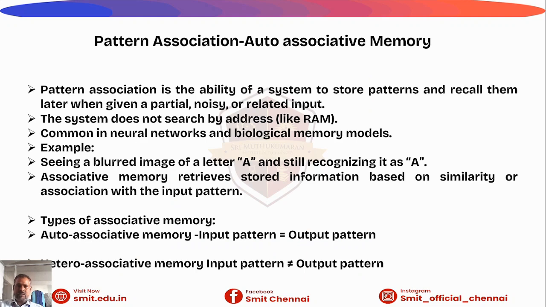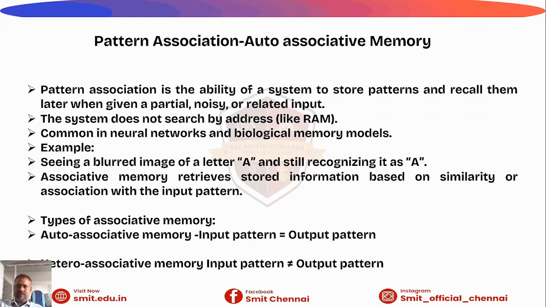Pattern association is the ability of a system to store patterns and recall them later, given partial, noisy or related input. The system does not search by address like RAM. It is common in neural networks and biological memory models. For example, seeing a blurred image of a letter A and still recognizing it as capital A. Associative memory retrieves stored information based on similarity or association with the input pattern.